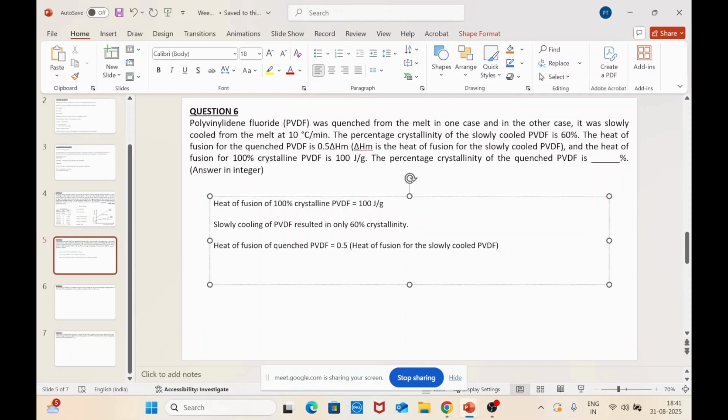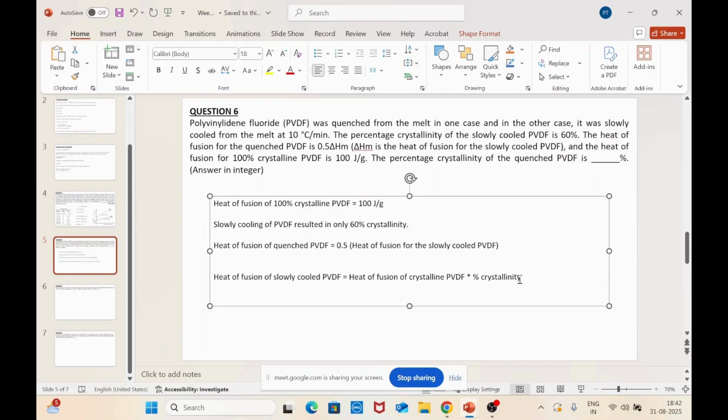If you remember, in the live interaction session before last, we had given this equation. The heat of fusion of slowly cooled PVDF can be written as the heat of fusion of crystalline PVDF times percentage crystallinity. Can we write this equation? The heat of fusion of the slowly cooled PVDF is nothing but the heat of fusion of crystalline PVDF times its percentage crystallinity in slowly cooled PVDF. Can this be written?